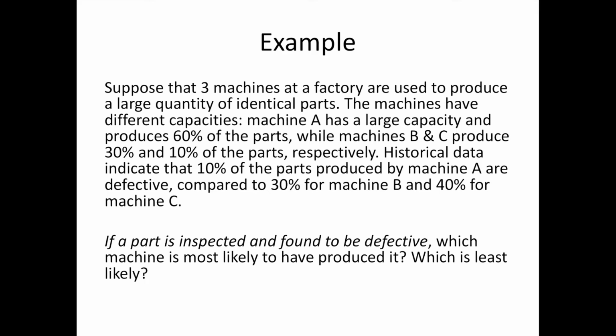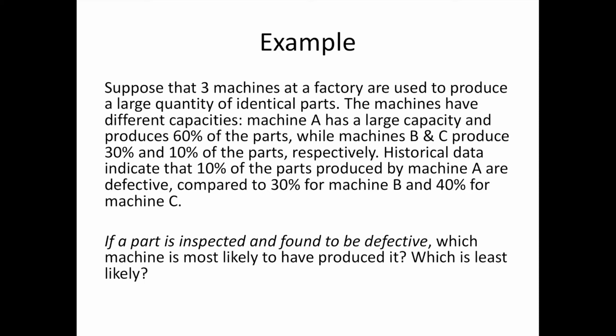The question we're asked is, if a part is inspected and found to be defective, which machine is most likely to have produced it? Which is least likely? So in reality here, the idea is that we have a tub of identically produced parts, and we pick one up, we find that it's defective, and the question is, which machine most likely has produced it?